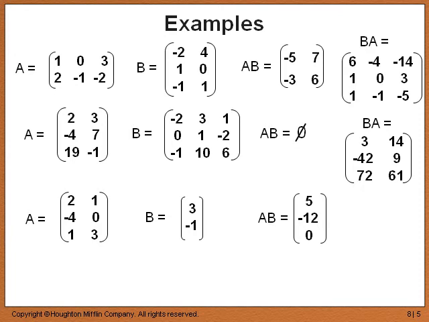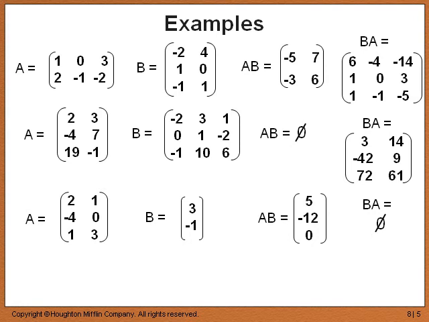Five, -12, 0. Notice how the product matrix has the order that is given by the number of rows of A and the number of columns of B. Number of rows of A, 3. Number of columns of B, 1. Therefore, 3 by 1. AB is a 3 by 1 matrix.